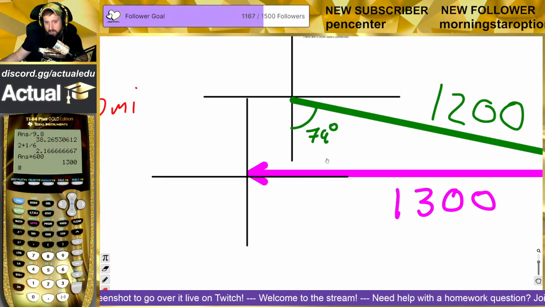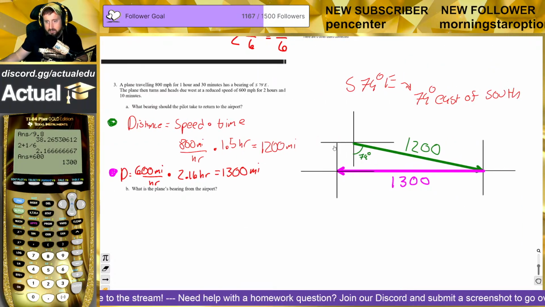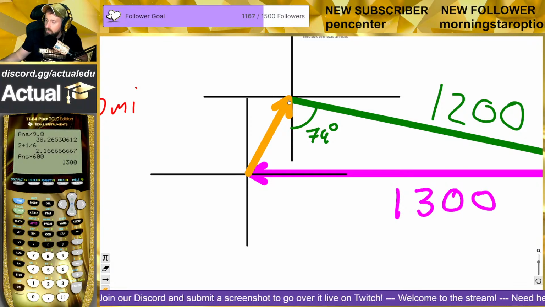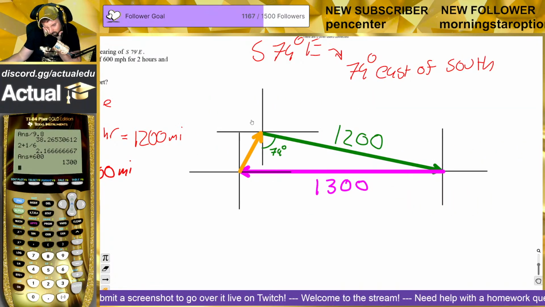Okay. But now we need to get from here to here. So that's what this needs to be. So now we need this. I don't think we're going to get it without a calculator. I think you technically need a calculator for this. Maybe not. Let's see.